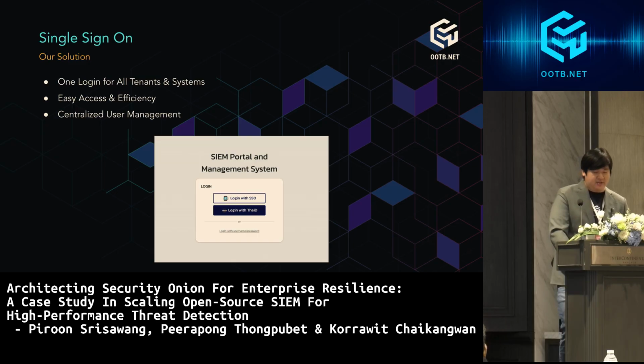Centralized user management. For the administrator, this means one central place to manage accounts and permissions. Instead of repeating the same tasks tenant by tenant, they can update a user once and the change applies everywhere. That reduces workload and strengthens security.